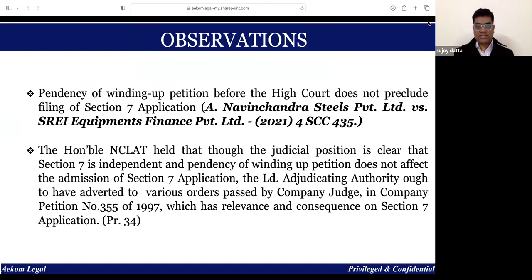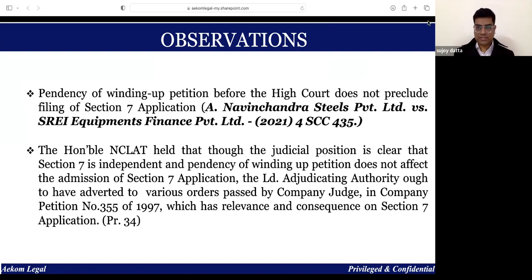However, the NCLAT held that while that is a correct principle of law, in this case, the principle given in Naveen Chandra is that, see, even if a winding up petition is lying there, you can still file a Section 7 application. In this case, the NCLAT rejected the Section 7 petition and said that the winding up petition is already lying there before the High Court.